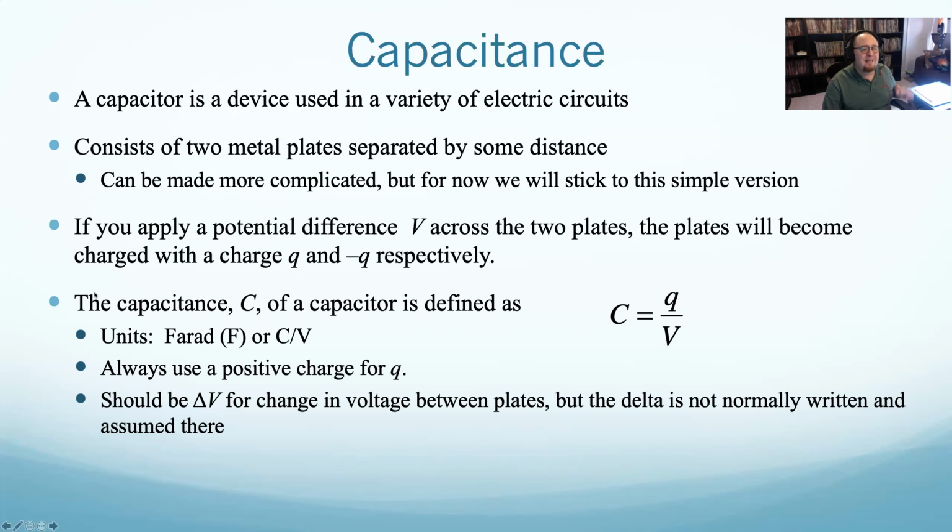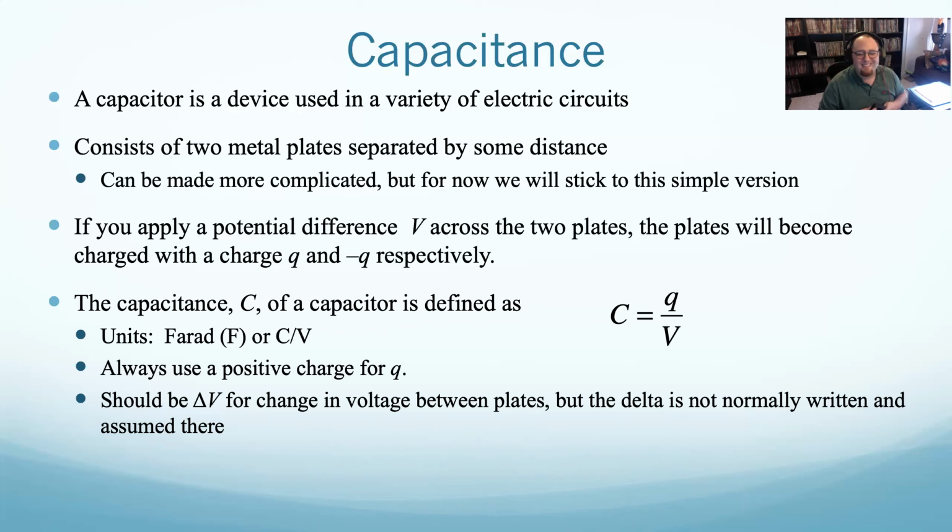We can then define the capacitance of each one of these, where the capacitance is the amount of charge you have on the plates divided by the potential difference between the plates. Really, I put a V here. I didn't put delta V. It should be a delta V.